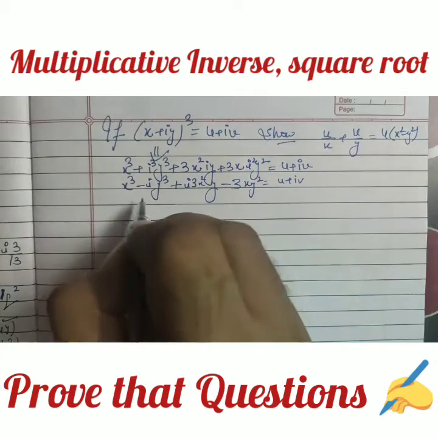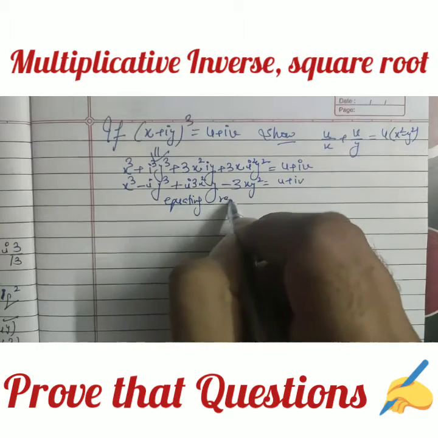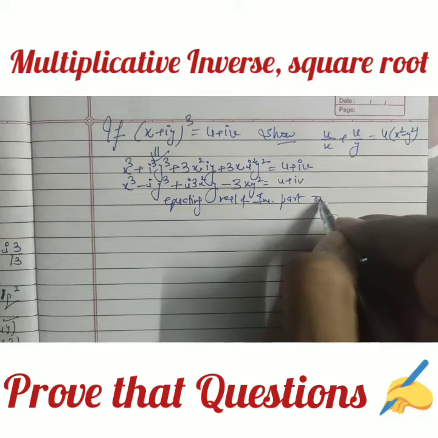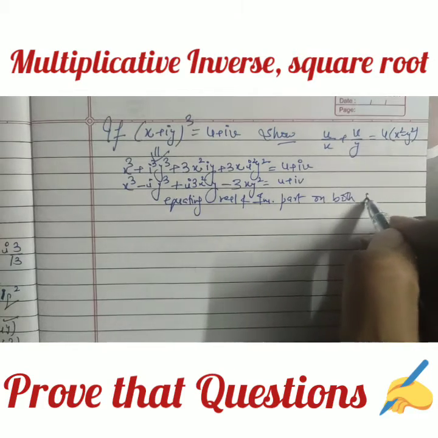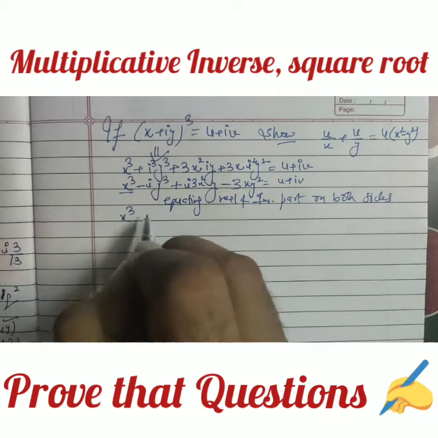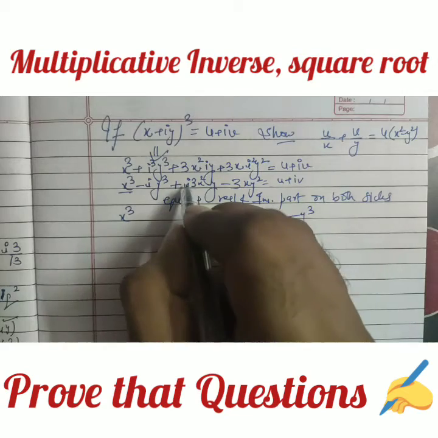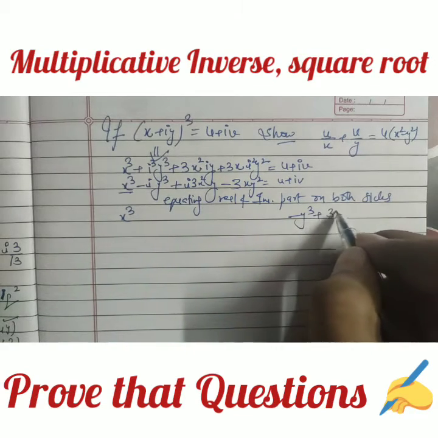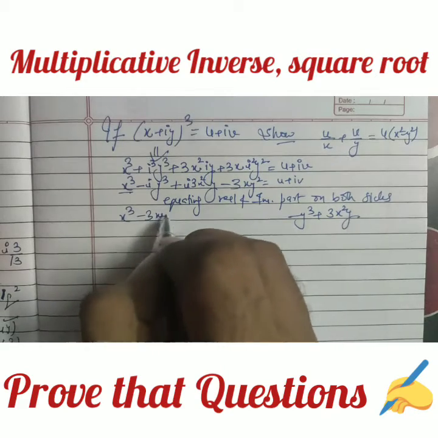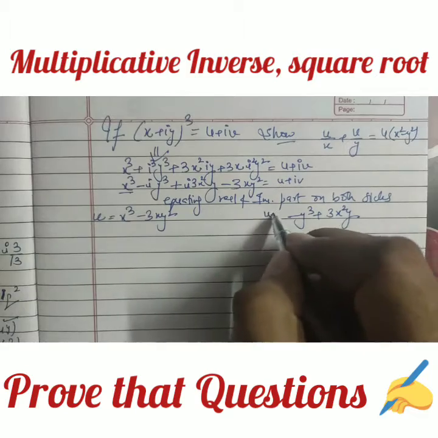After this we are going to use equating real and imaginary parts on both sides. On the left hand side, the real part is x cube plus 3x y square with signs changed, that is x cube minus 3x y square, and the imaginary part is 3x square y minus y cube. On the right hand side, the real part is u and the imaginary part is v.